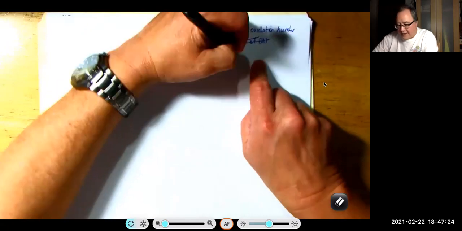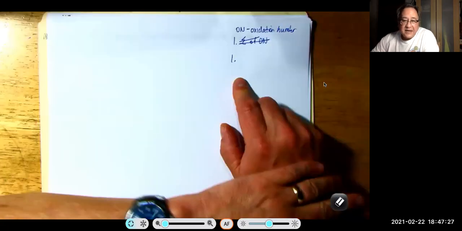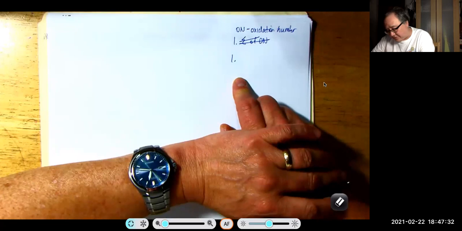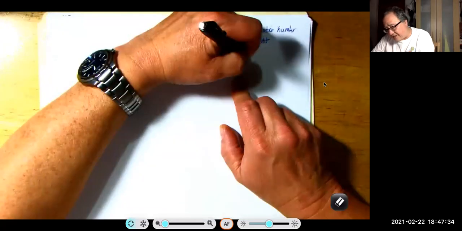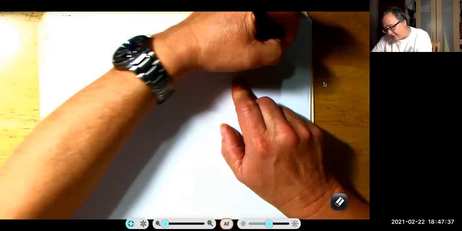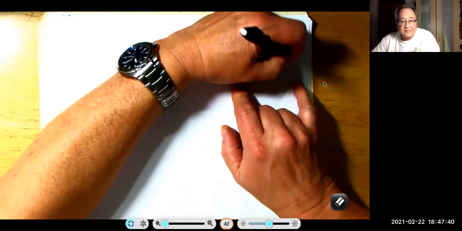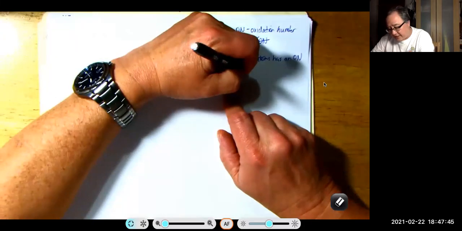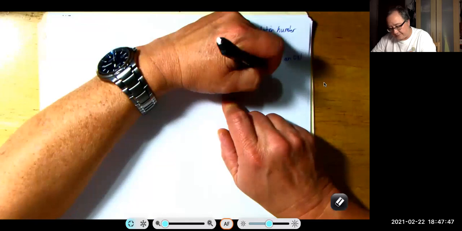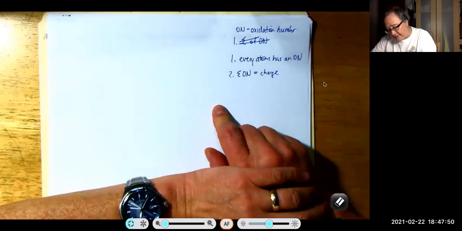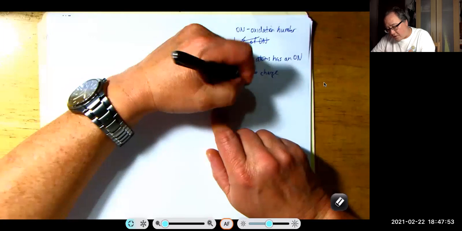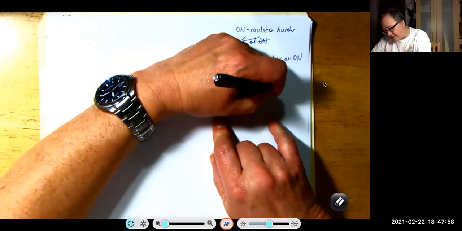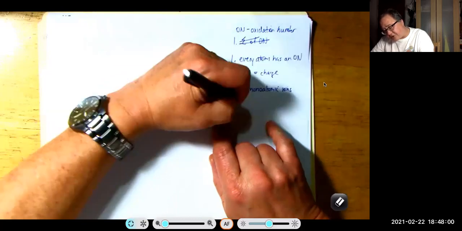So rule number one is that every atom in a substance gets an oxidation number. Every atom has an ON. 2, when you sum the oxidation numbers, it equals the charge. 3, for monoatomic ions, the oxidation number is equal to the charge.